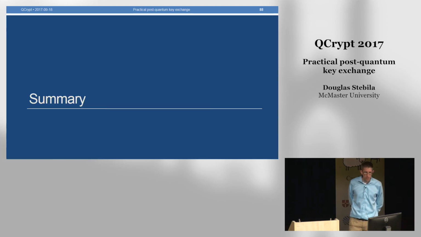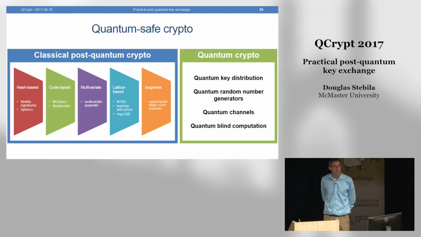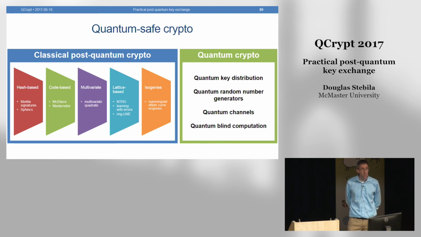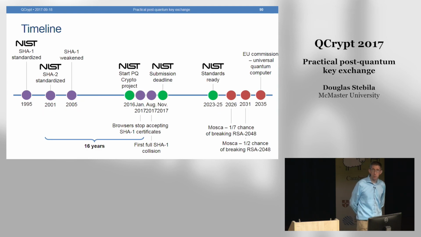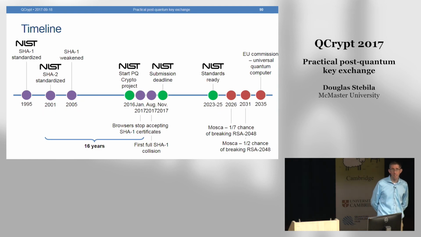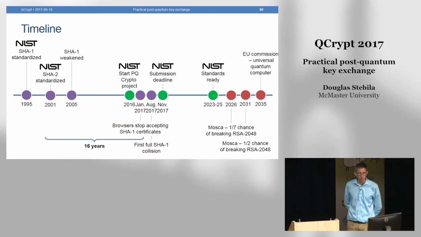So just to bring us to the end, I've tried to give you a bit of a flavor of the post-quantum side of quantum-safe crypto. These 5 different families of post-quantum assumptions: hash-based, code-based, multivariate quadratic, lattice-based, and elliptic curve isogenies, and in particular I talked about lattice-based cryptography, the learning with errors problem. It's important that we get this done with efficiency so that we are ready with the NIST standards by the time we have quantum computers.